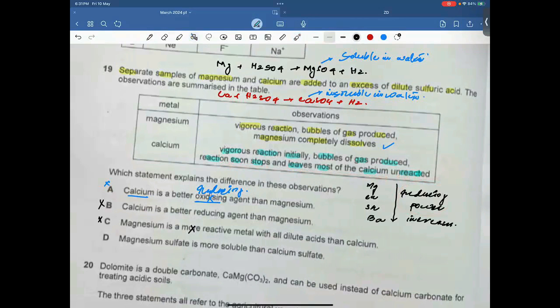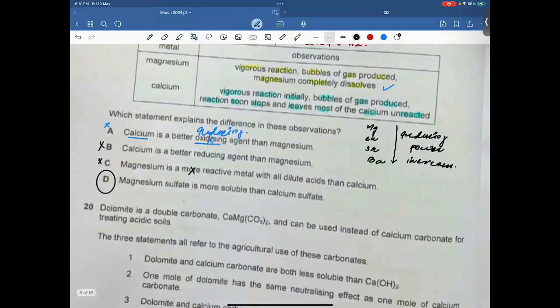So D is going to be the right answer because magnesium sulfate is soluble. Magnesium can react easily, whereas calcium sulfate deposits on the calcium metal, which blocks the reaction. Therefore, after a short lapse of time, most of the calcium will remain unreacted. All right, so D would be the right answer.